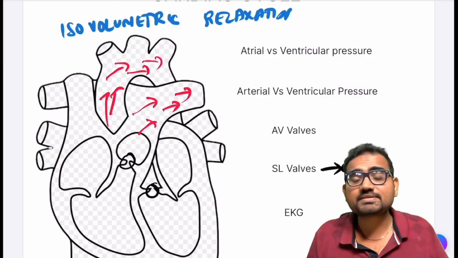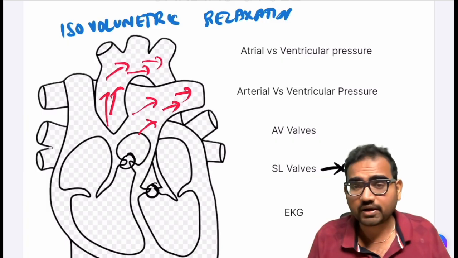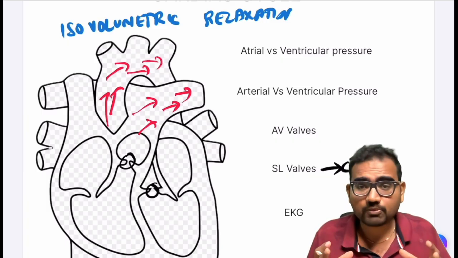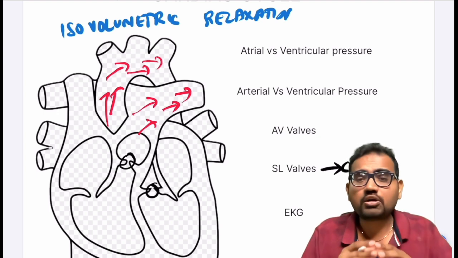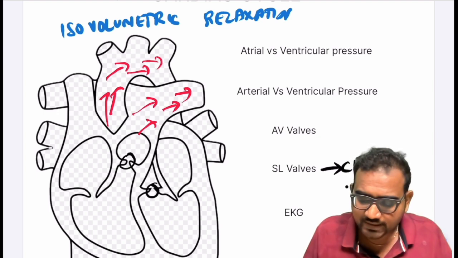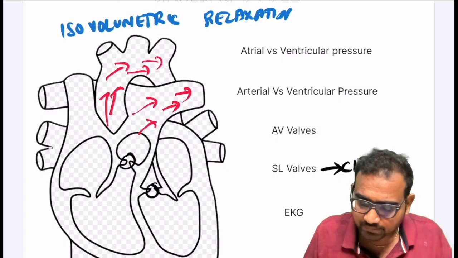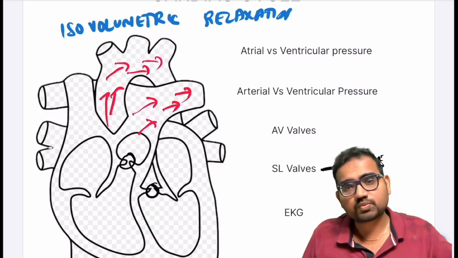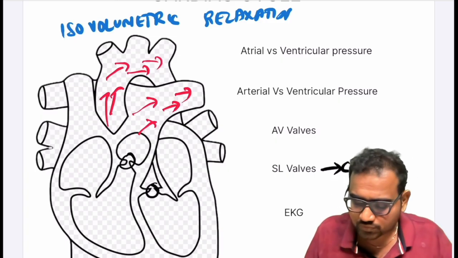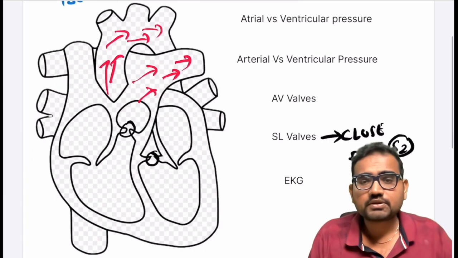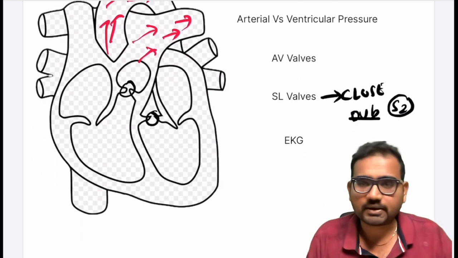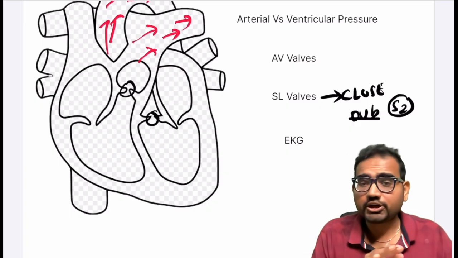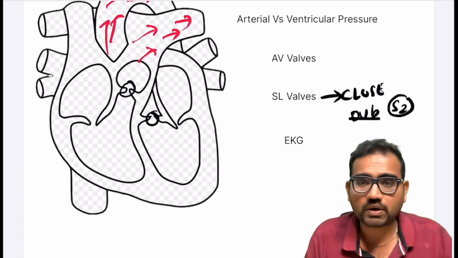So the arteries, the pulmonary artery and the aortic arch, are going to have more pressure than the ventricles. So the valves shut or close. This we call the lub tub. Lub is S1, here is tub S2. So we are going to hear the second heart sound, that is the tub, because of the shutting of the semilunar valves. Shutting of the AV valves is S1, lub.